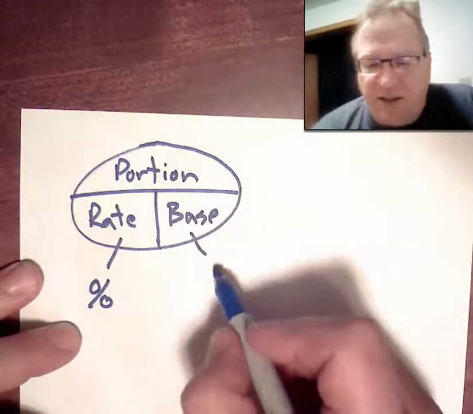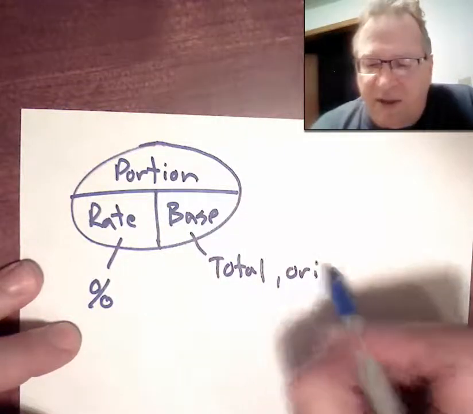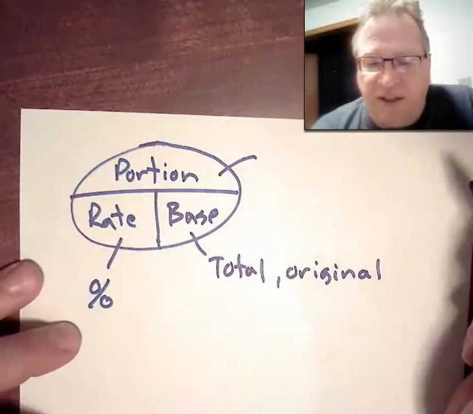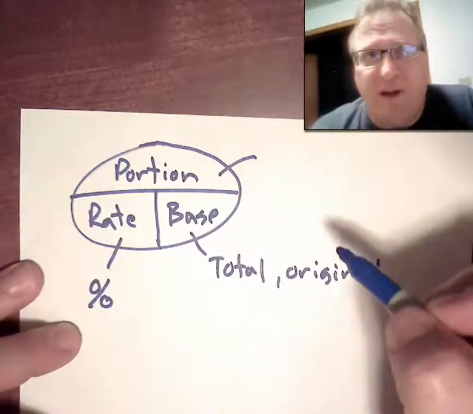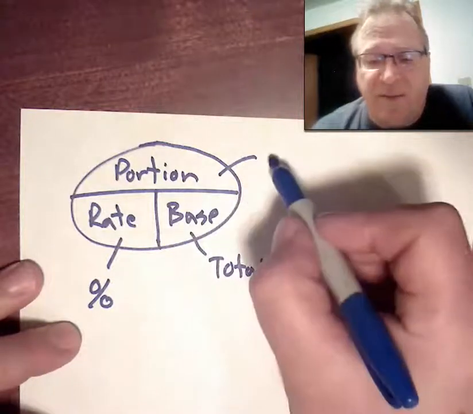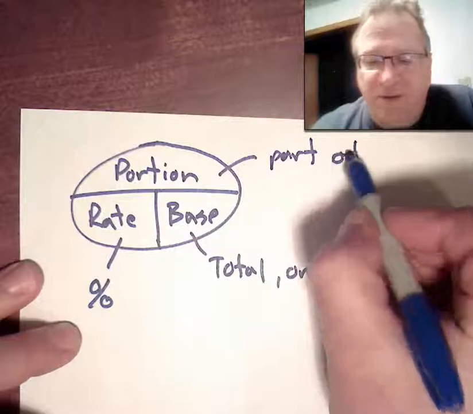The base is the total, or sometimes the original amount. The portion is some smaller portion of the base. Well, I got to be careful there. It's not always a smaller portion, but it's a subset of the base. A part of the base.